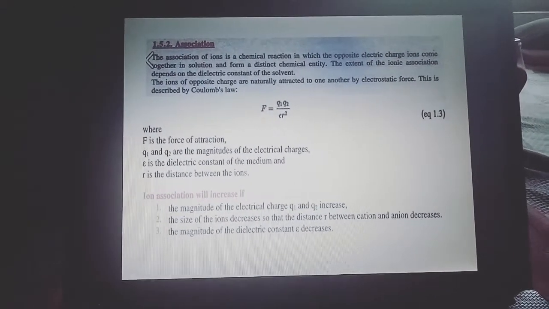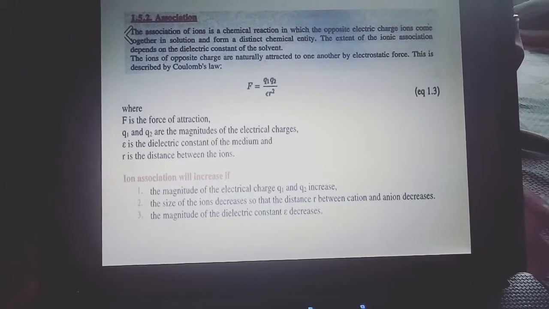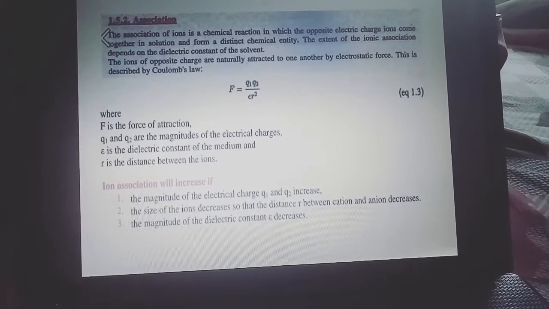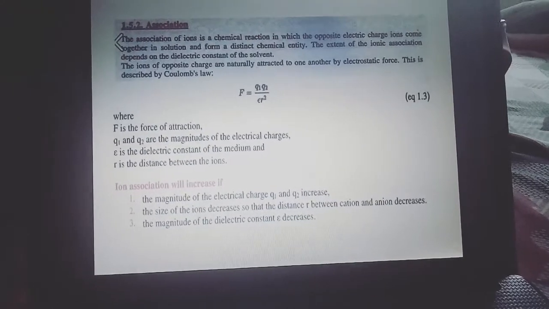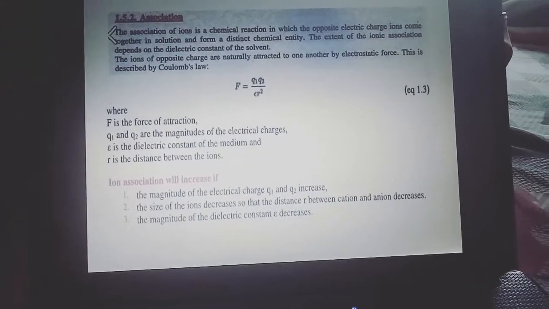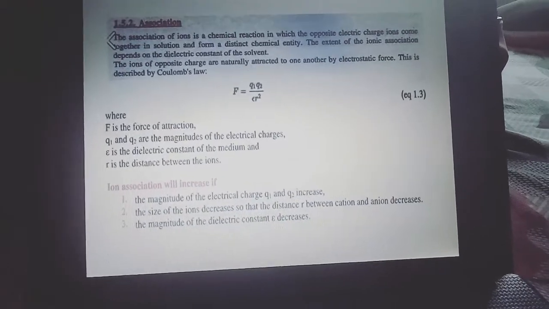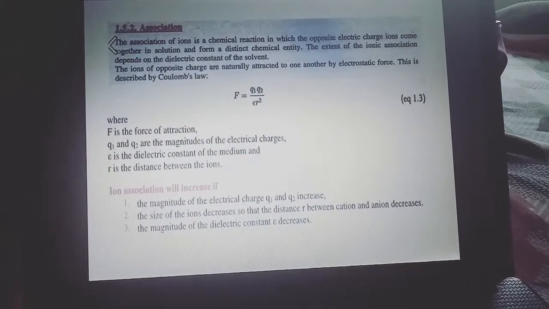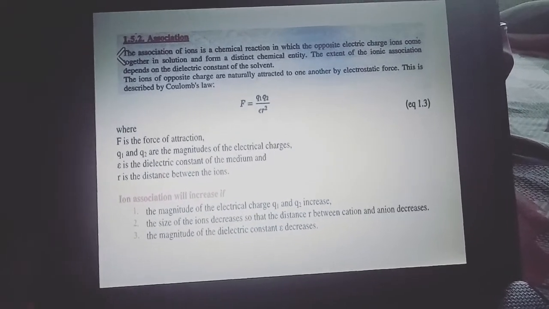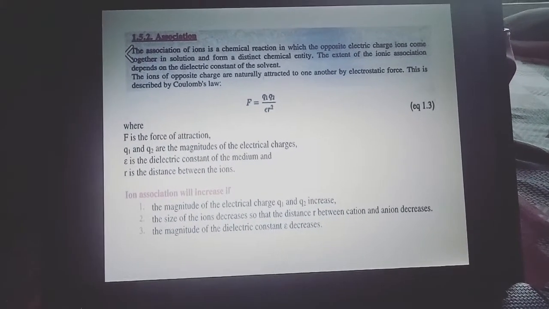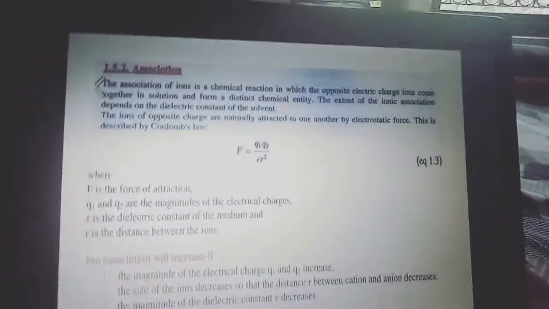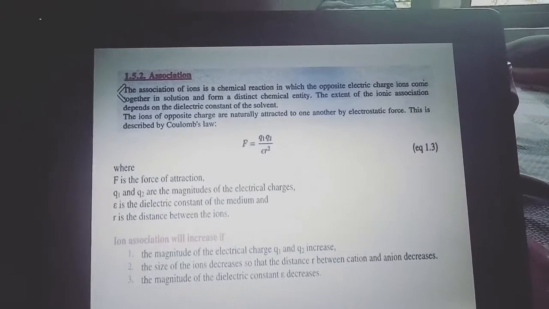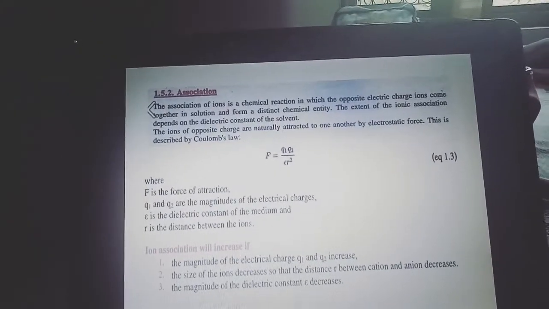Association of ions is the chemical reaction in which the opposite electric charge ions, means positive ions and negative ions, come together in a solution to form a distinct chemical entity. Association means association of the two oppositely charged ions that come together in the solution and they will form a distinct chemical entity. The extent of the ionic association depends on the dielectric constant of the solvent. That what is the dielectric constant of the solvent?